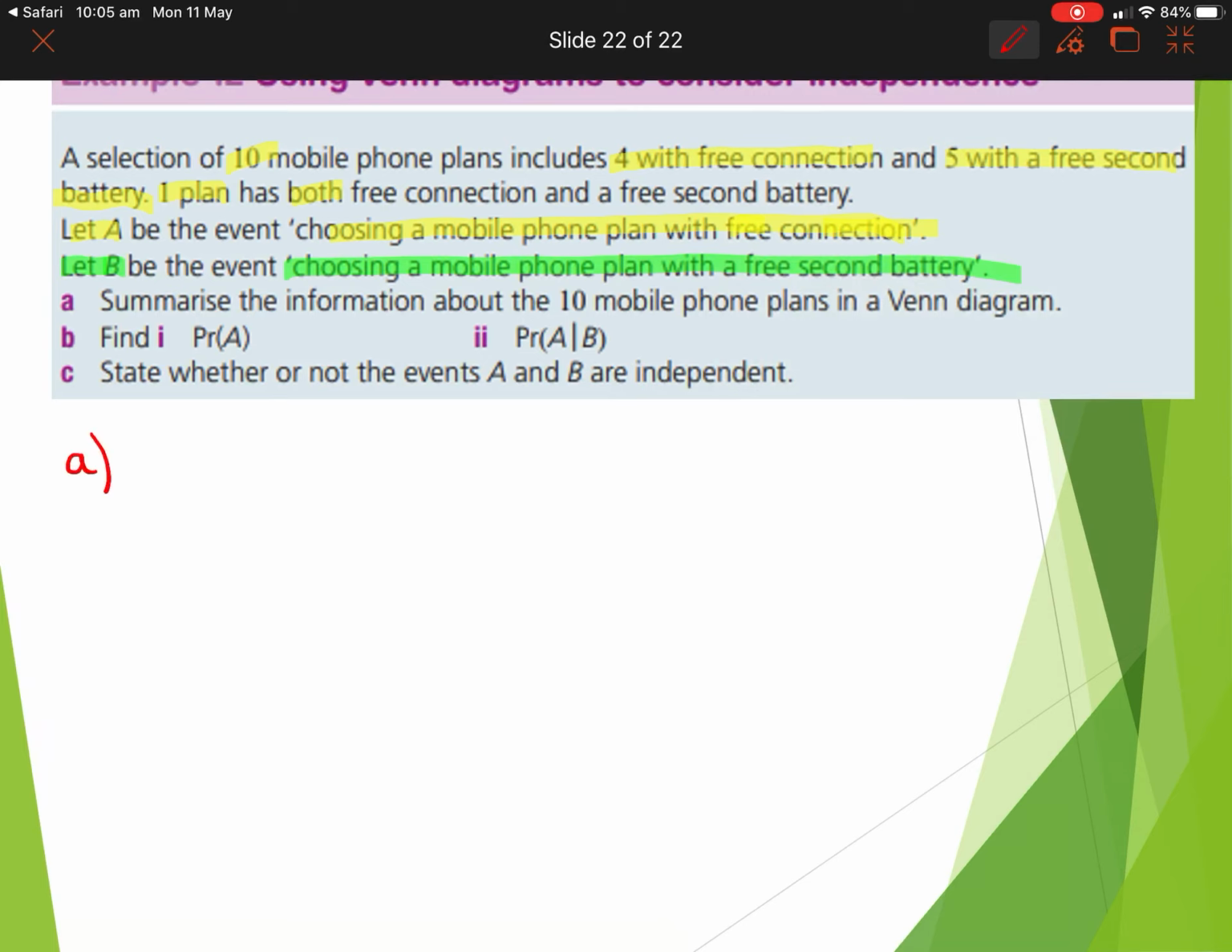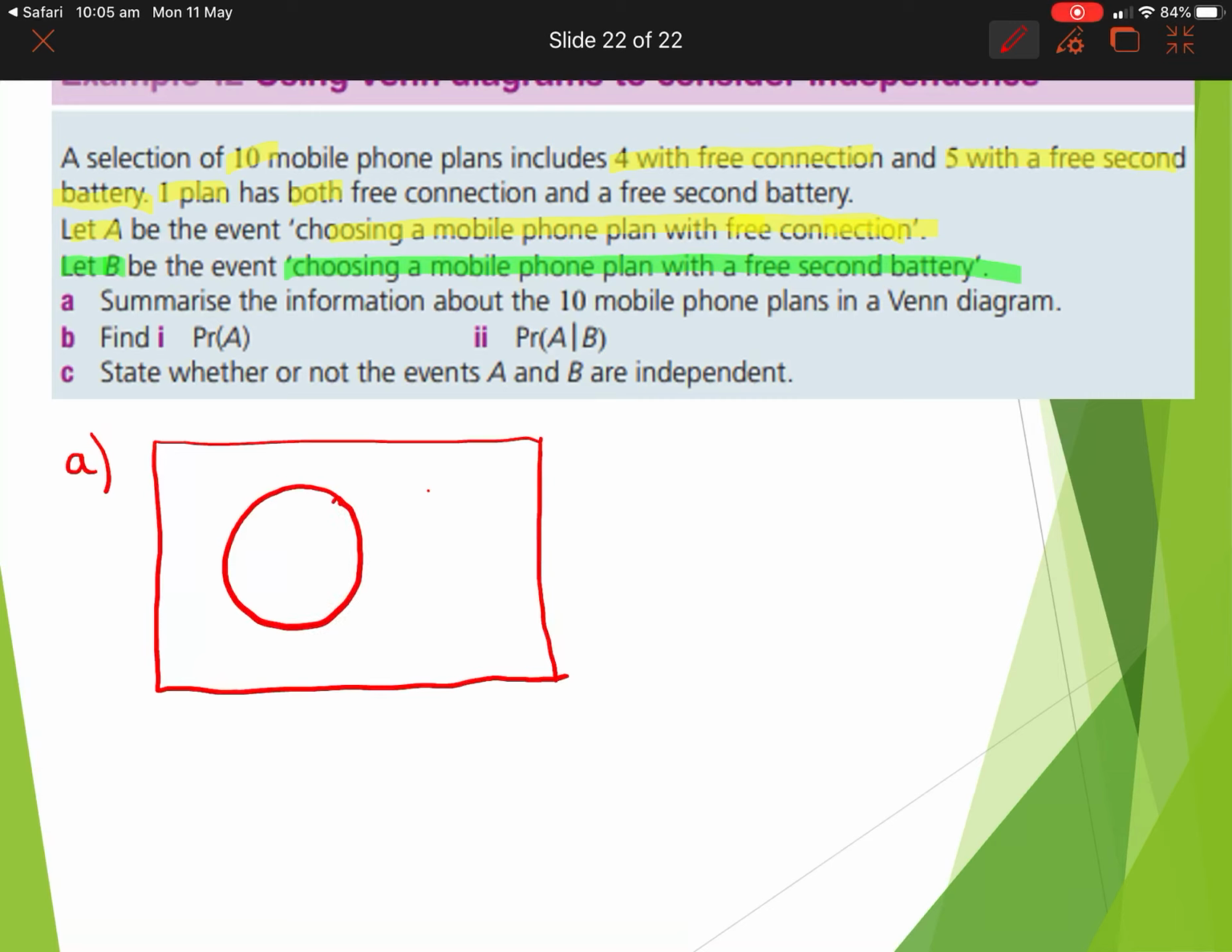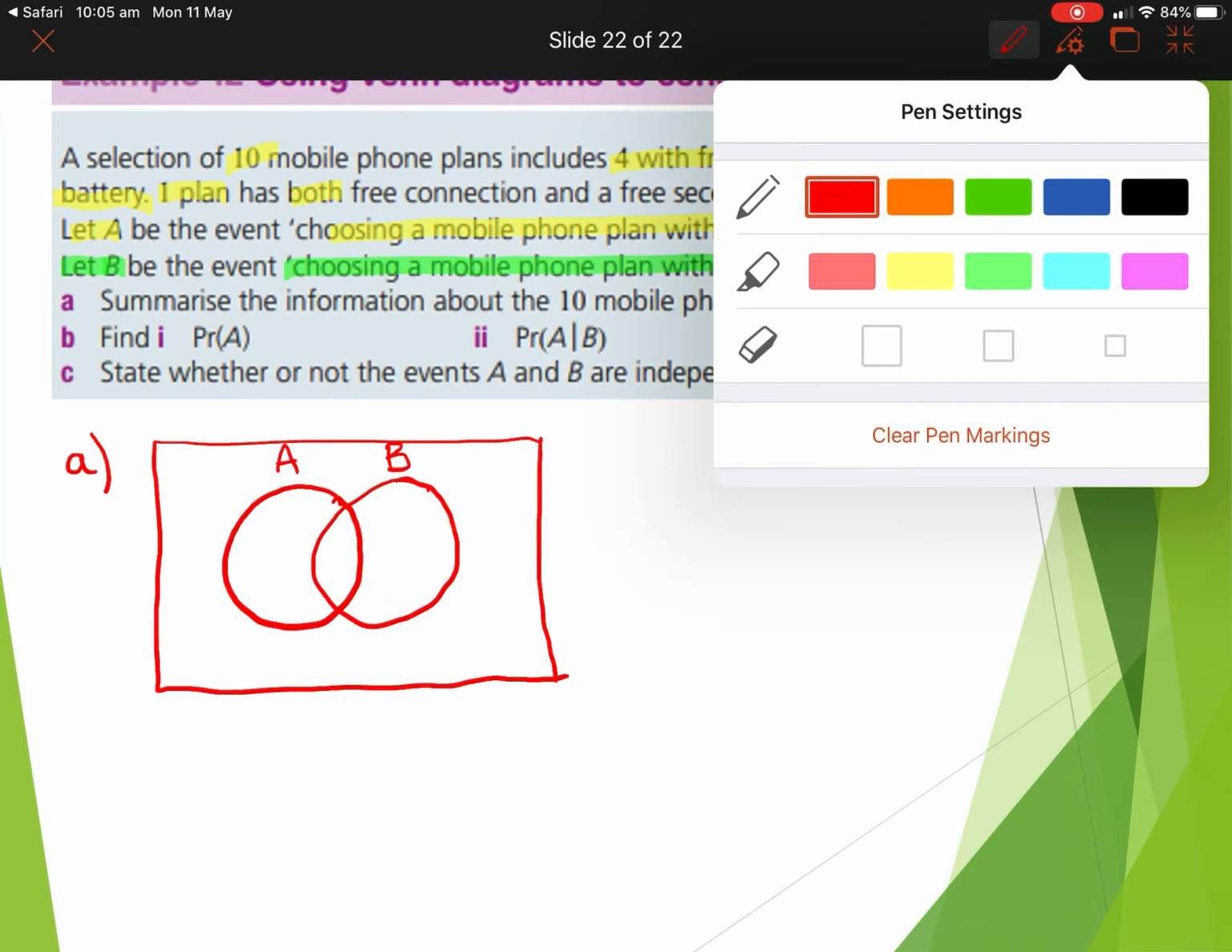Okay, so A says summarise the information about the 10 mobile phone plans in a Venn diagram. So, very important, which a few of you forgot in your progress quiz. Venn diagrams always need a rectangle. We have 2 events, so we can have 2 circles. And we've got A and we have B.